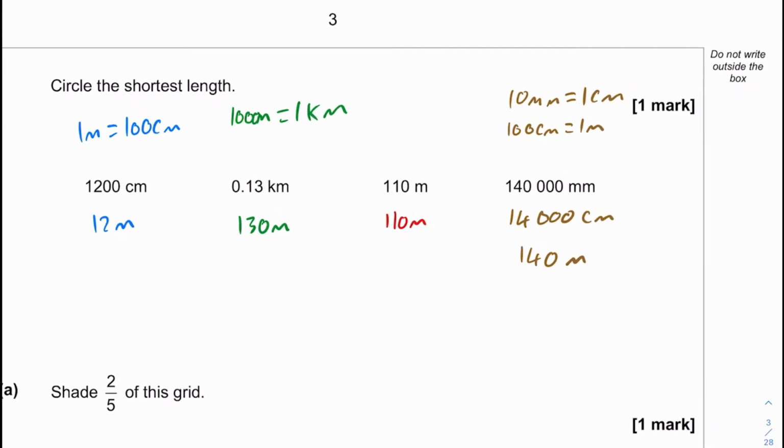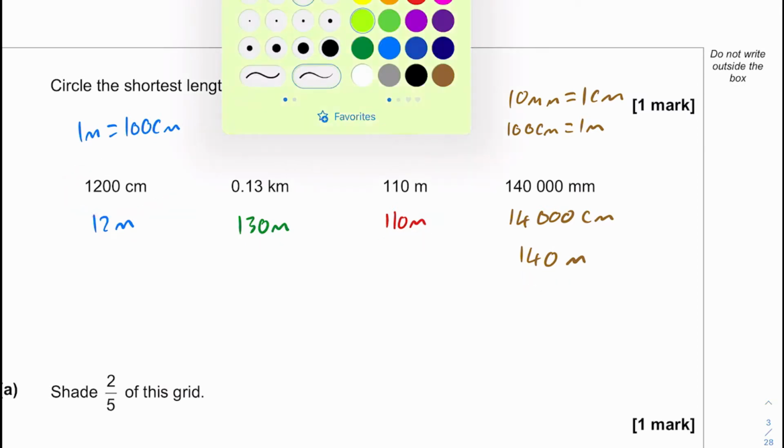So we can see that the shortest length, comparing all our values in meters, is the first one here, which is 1200 centimeters, so we will circle our answer.